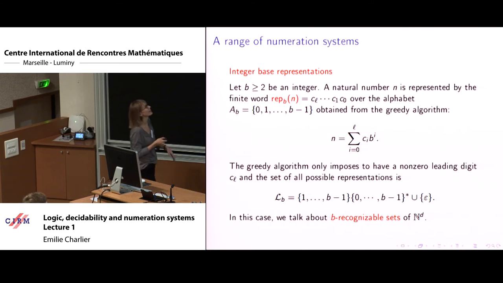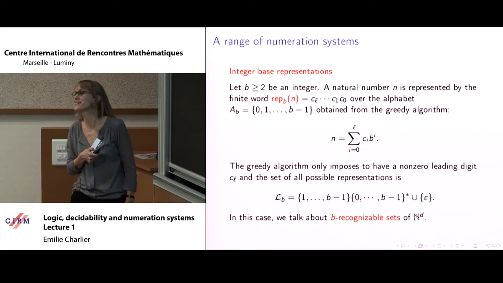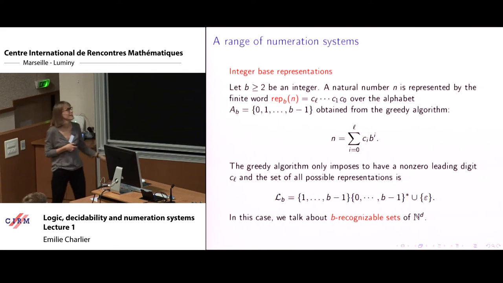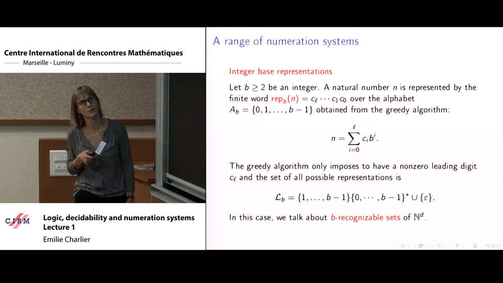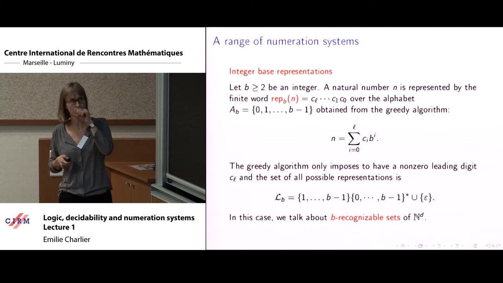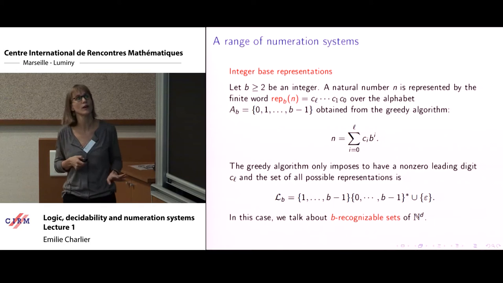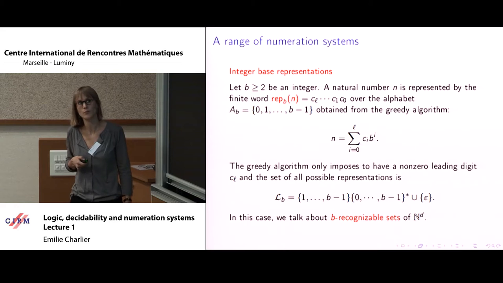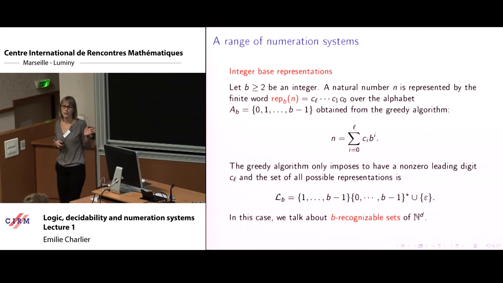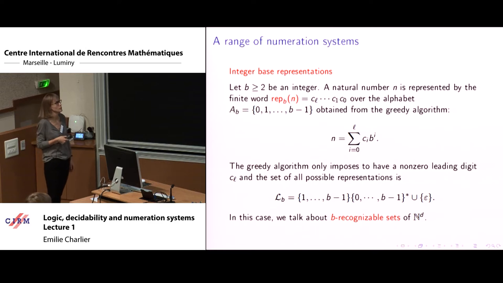Oh, okay, sorry. So your digits belong to the alphabet 0 to b-1. Okay, so you use the greedy algorithm here to decompose your integers, and so the only condition it imposes is that the greatest, so the leading digit, is non-zero. It's your only condition. It means that when you take the language of all possible representations, you have just this constraint. So you start with a digit which is not zero, then you put anything, and usually we have the convention that zero is represented by the empty word. So you have a regular language for your numeration language.